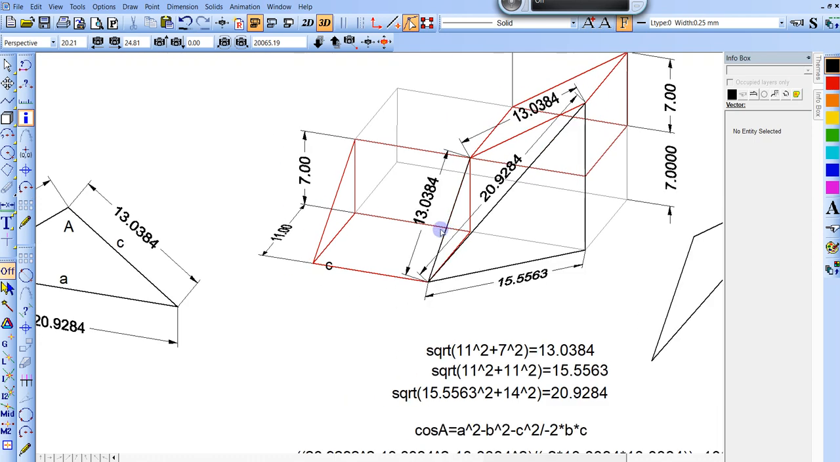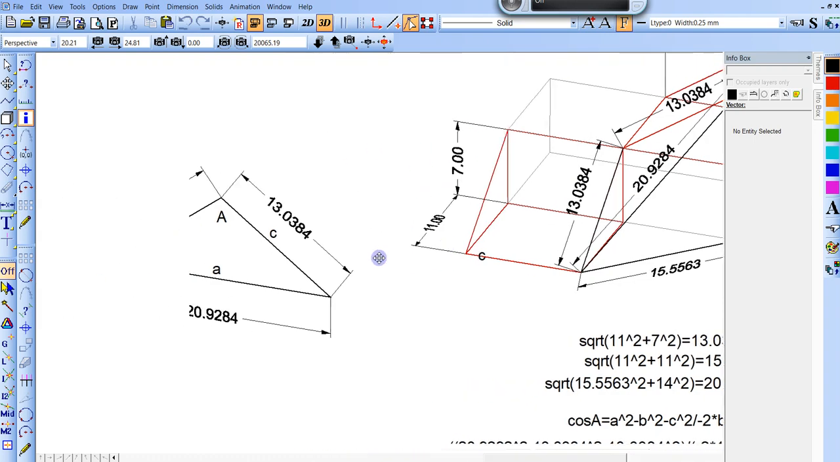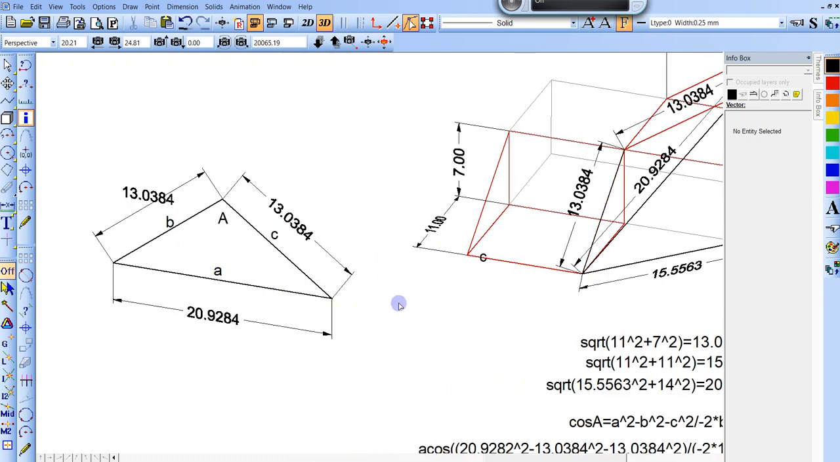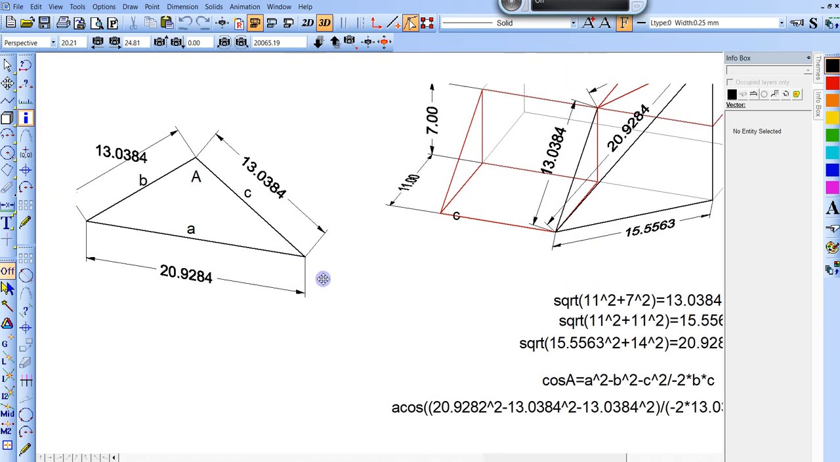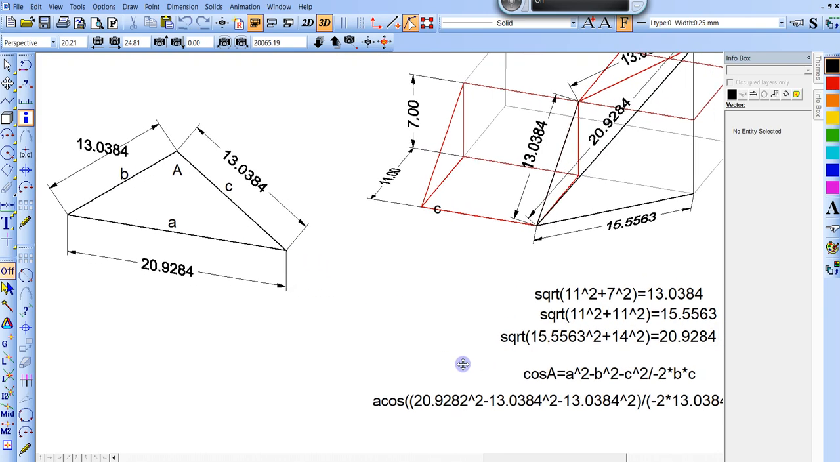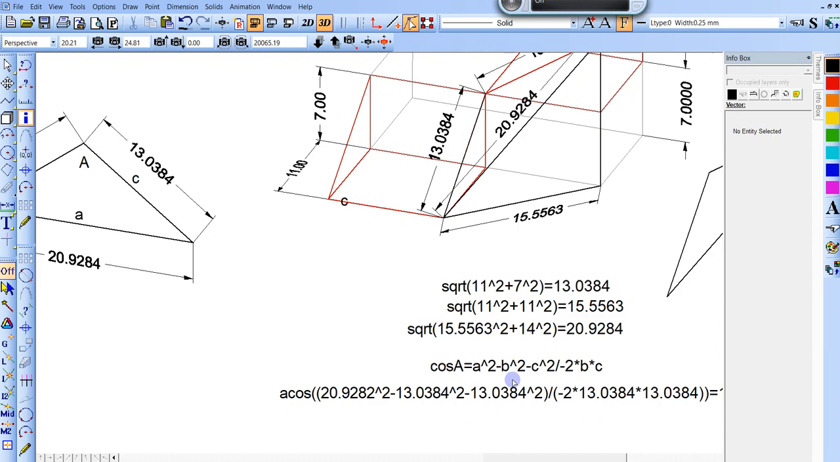All right, so what I did was, that's 13.03, 13.03, and 20. That's the three-sided triangle. It's a scalene triangle. Well, it's actually an isosceles triangle. It's probably easier to do, but you can do the law of cosines. And there's the law of cosines for A: a squared equals b squared minus c squared, all divided, which means you've got to put it in parentheses, divided by negative 2 times b times c.